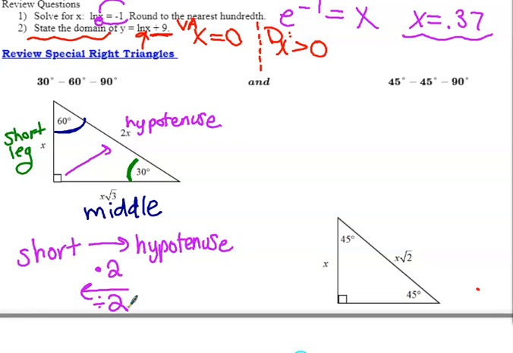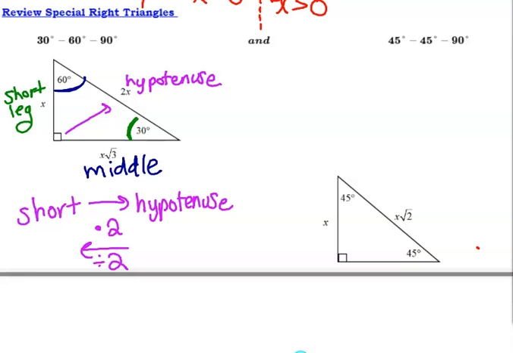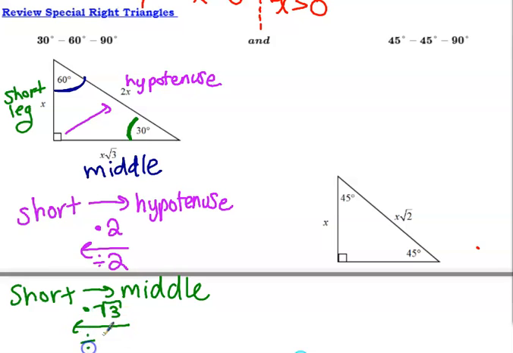Now another idea for this one is what if I want to go from short to the middle leg? Well, let's see. The short leg is x, the middle leg is x√3. So short to middle, I'm going to times by √3. But if I want to go middle to short, I'm going to have to divide by √3. So if I'm making it bigger, I am multiplying. If I'm making it smaller, I am dividing.